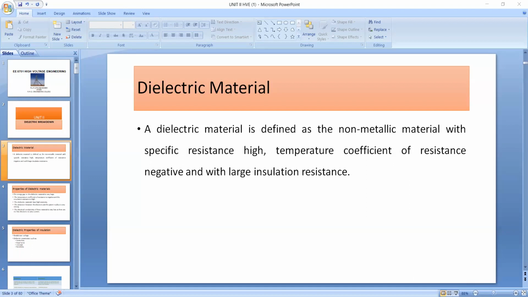Now, what are the different properties of a dielectric material? The energy gap in a dielectric material is larger, and the temperature coefficient is negative. The material has high resistivity, and the attraction between the electrons and the parent nucleus is strong. So the electrical conductivity of this material is very low, and there are no free electrons to travel.